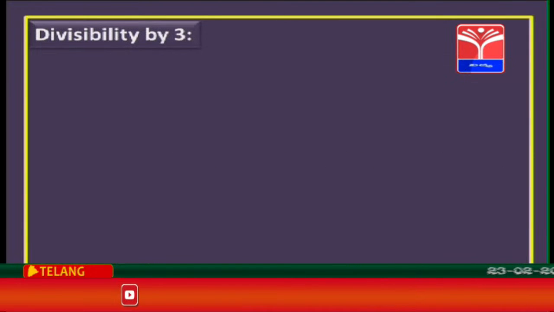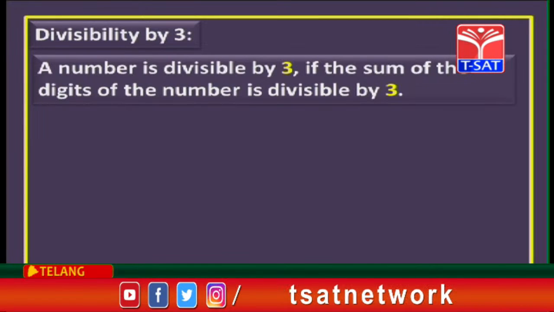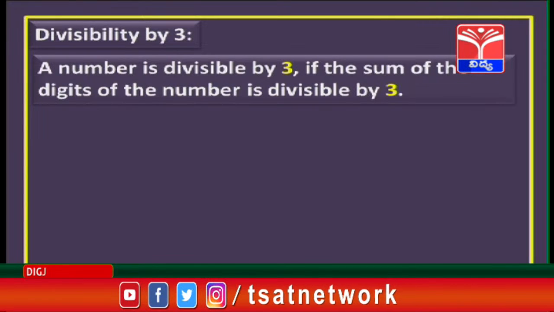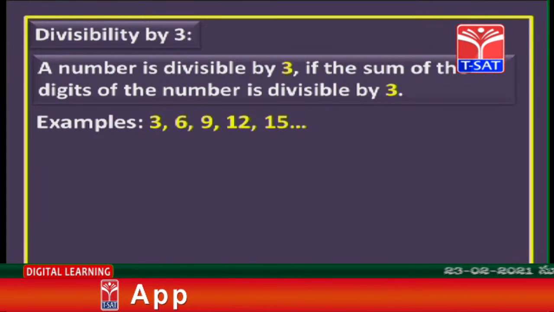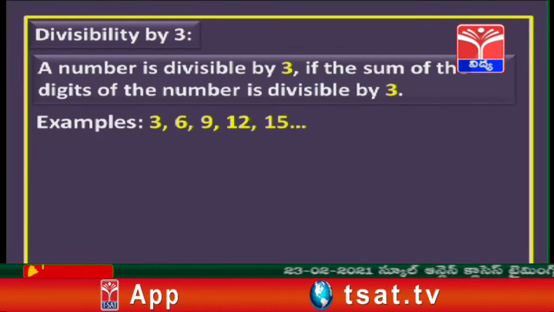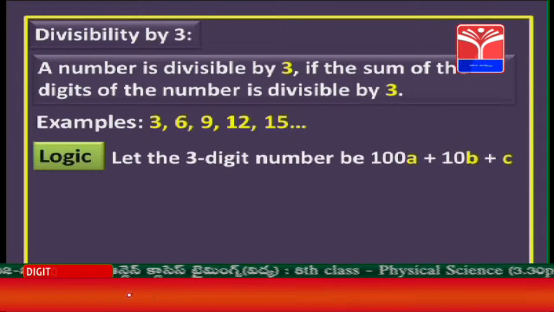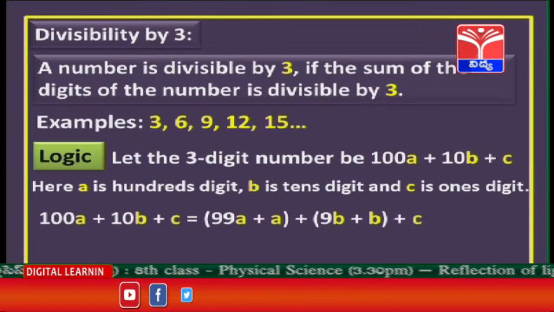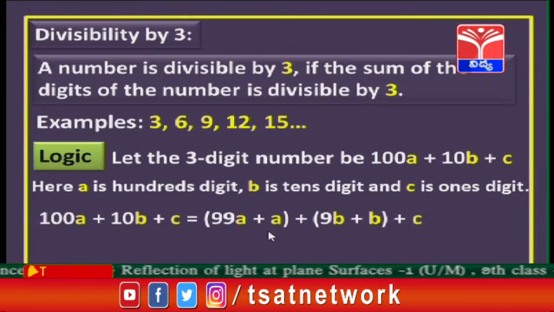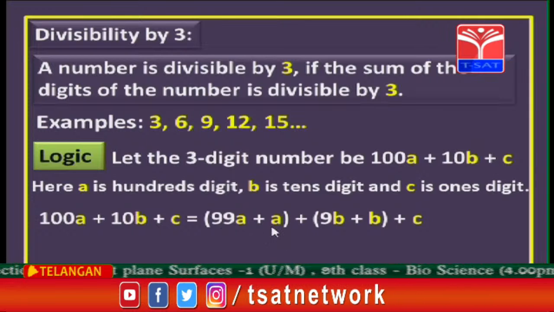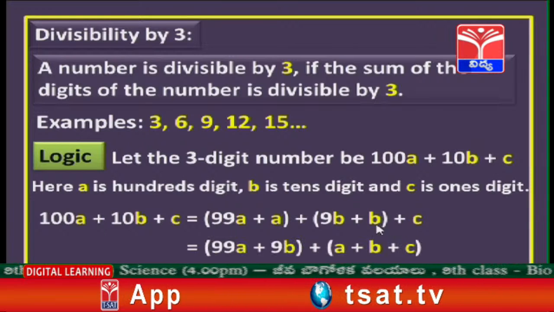Let us move on to our next divisibility rule, that is divisibility by 3. If the sum of the digits of the number is divisible by 3, then the number is divisible by 3. If you consider examples 3, 6, 9, 12, 15, and so on, all these numbers are divisible by 3. Let us see the logic behind this. Consider the same 3-digit number once again. I am going to split 100A as 99A plus A. So, this gives back 100A, right. Now, 10B I am writing as 9B plus B.